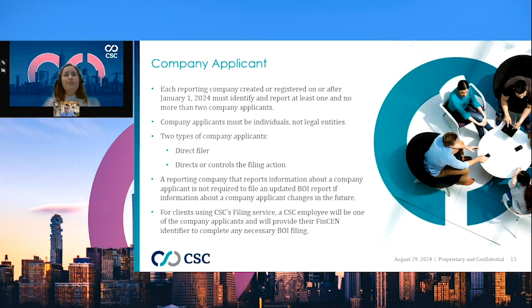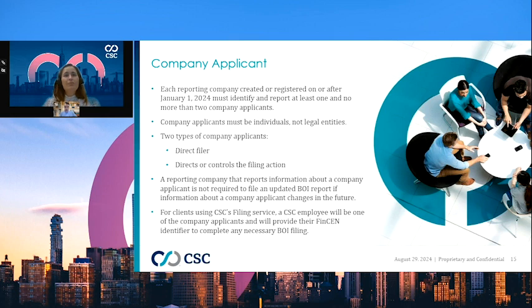Most companies are created or registered through a registered agent like CSC. For CSC's customers utilizing our filing services, a CSC employee will be a company applicant, and we will be able to provide the company with the employee's name and FinCEN identifier in order for the company to create or file any necessary BOI report.